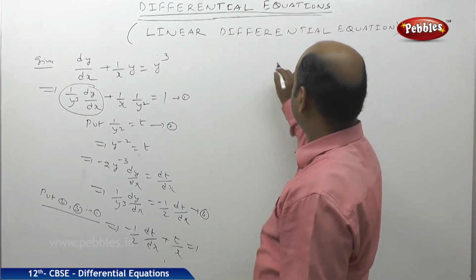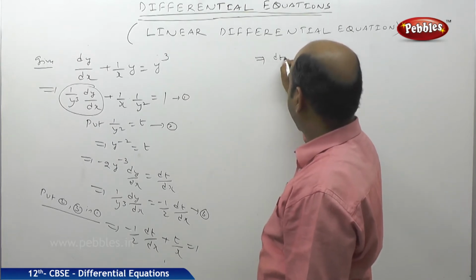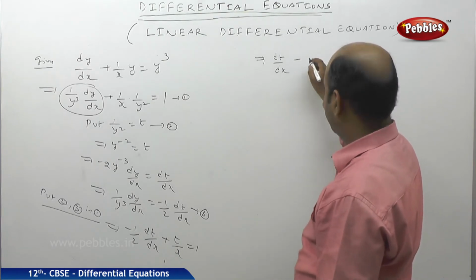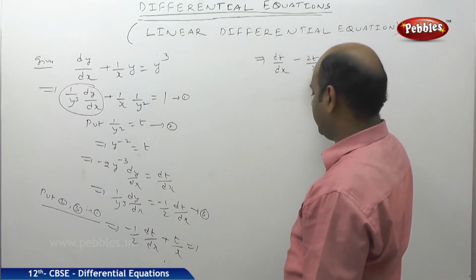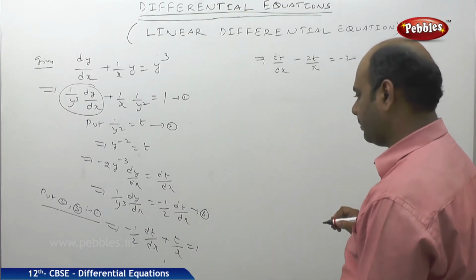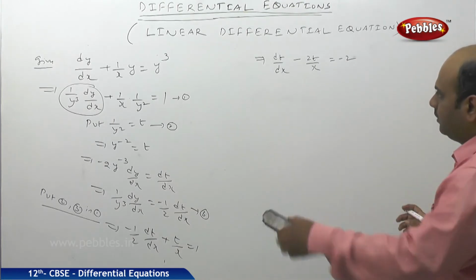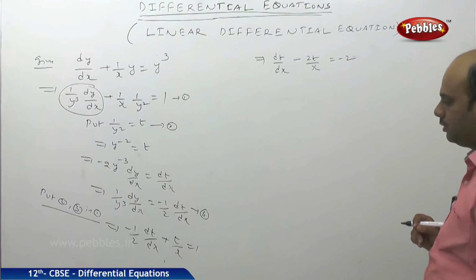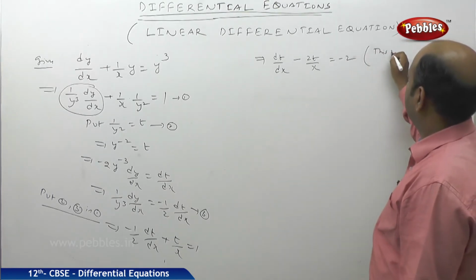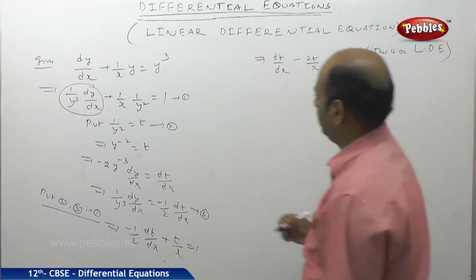So finally this will turn down to dt by dx minus 2t by x is equal to minus 2. If you observe carefully, I multiplied with minus 2 throughout the equality, so it becomes dt by dx minus 2t by x equal to minus 2. And if you observe carefully, this is a linear differential equation.